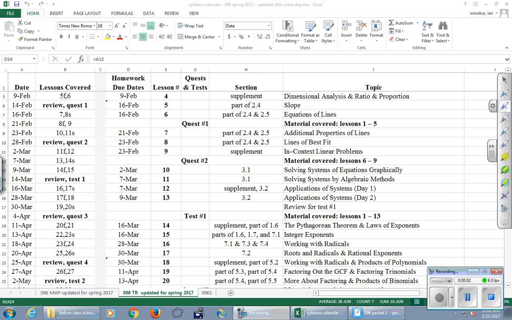Okay, so we'll start on page 88. We are right now starting lesson 11, which is up here, solving systems by algebraic methods. So what we just did for the bulk of today's class was solve a system of equations. Remember, a system is just more than one equation.